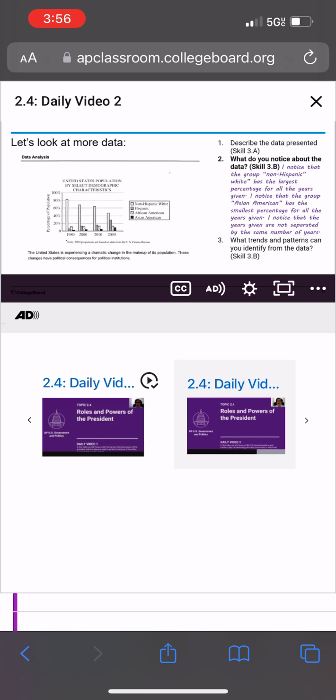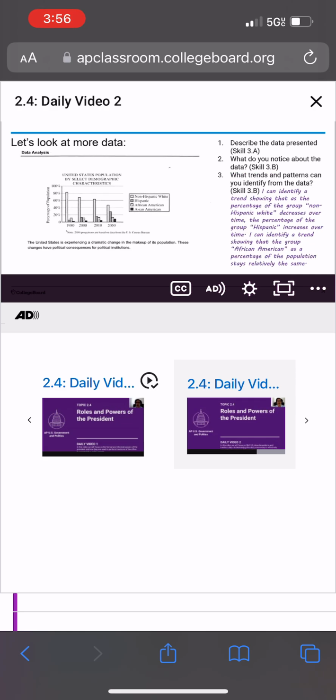So let's look at the trends. I see a trend that the percentage of the group non-Hispanic white decreases over time as the percentage of the group Hispanic increases over time. I also see a trend that the group African American, their percentage stays relatively the same over time.